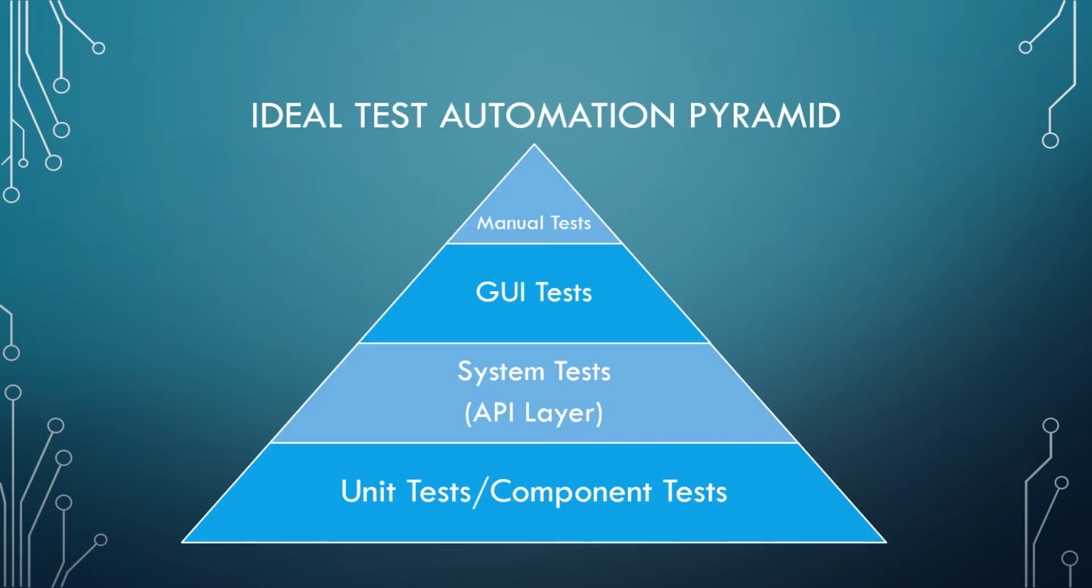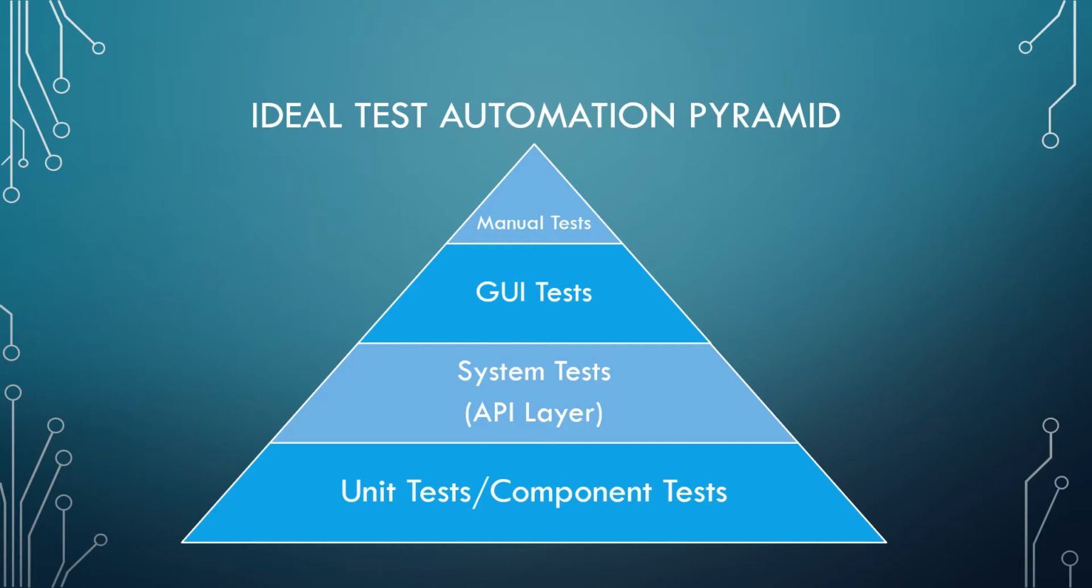Let's look at an ideal test automation pyramid. We can break up tests into different categories, with unit tests having maximum number of tests and manual tests having the minimum. Unit tests can be run after the build process is complete and unit test failures treated as a build break.